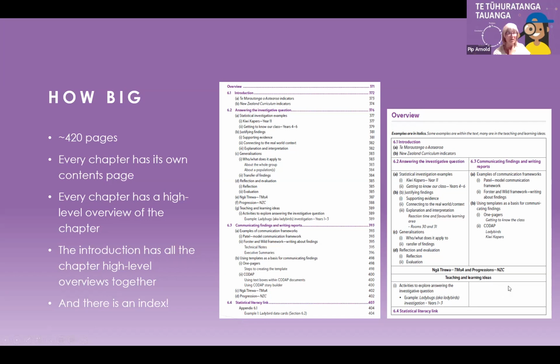So I think this is the only one that I don't have an example in, and then the statistical literacy link. So the idea is that each chapter, you can go in and at the front, you've got that high level overview, and also in the introduction, all of these overviews are there together. So from plan through to conclusion are there together. And there is an index. As I say, I was doing the index on Friday. Oh, that was yesterday. All right, so there is an index, and again, that will help you. So there's lots of ways to get around the book.